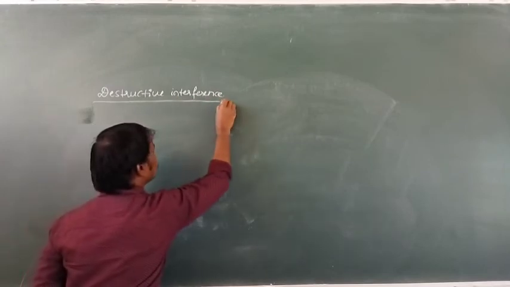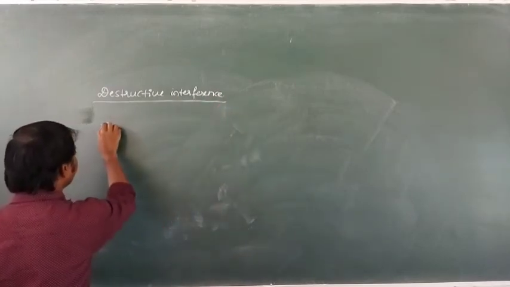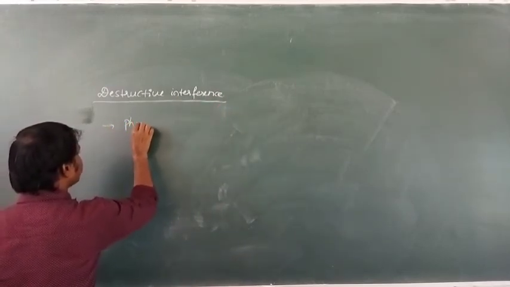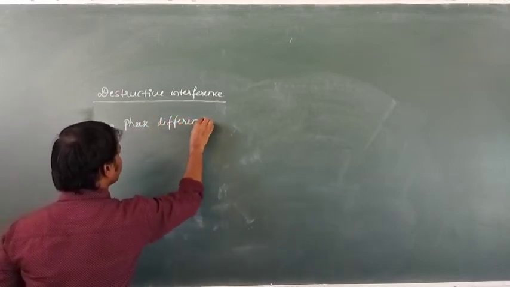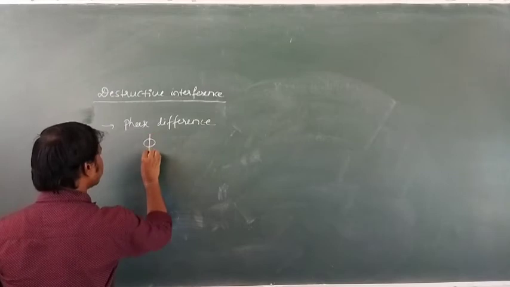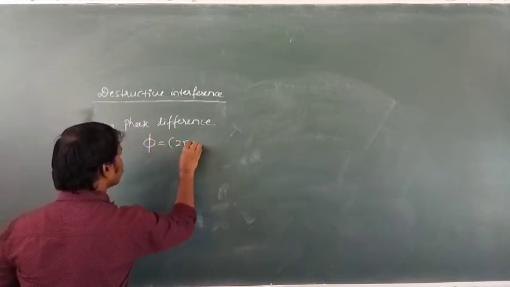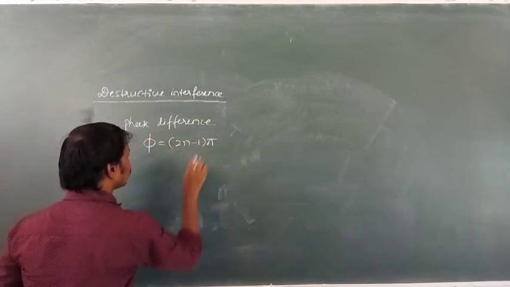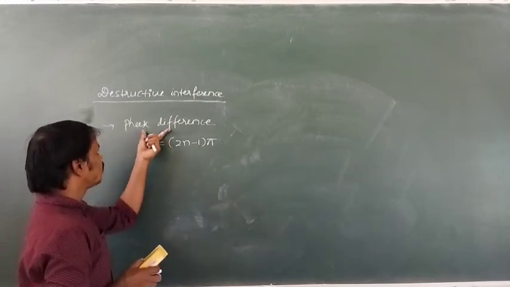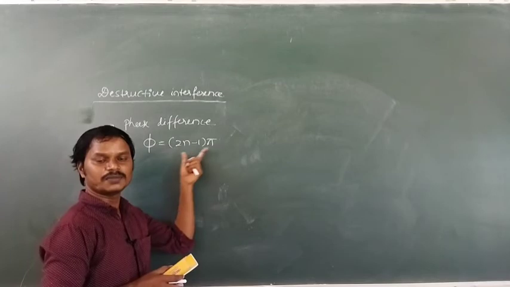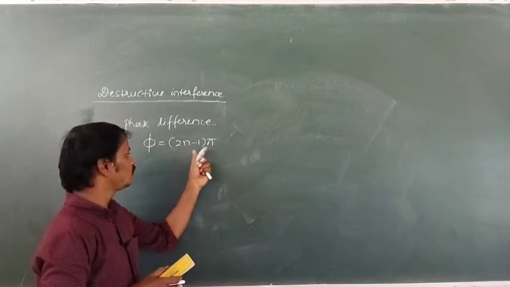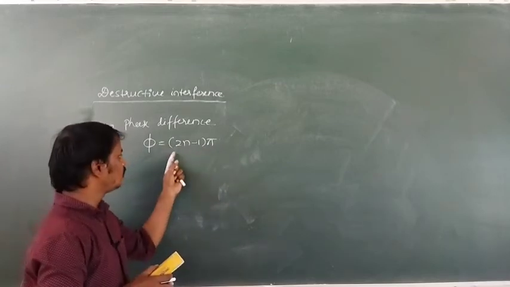Then phase difference in case of destructive interference, I will write directly: phase difference, that is phi, is equal to 2n minus 1 into pi. So the phase difference in case of destructive interference is an odd multiple of pi. 2n minus 1 is an odd number. Okay, odd multiple of pi.